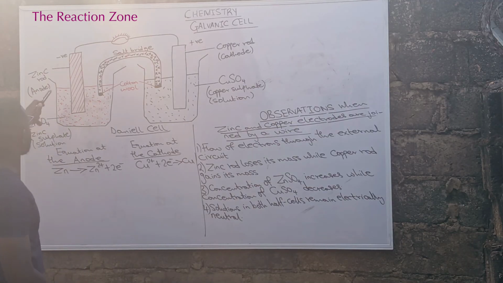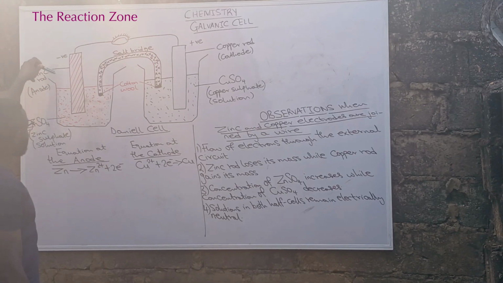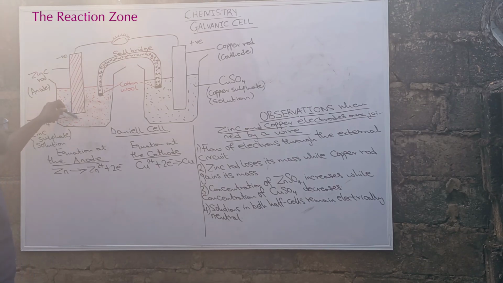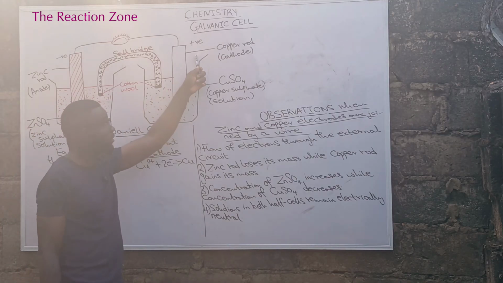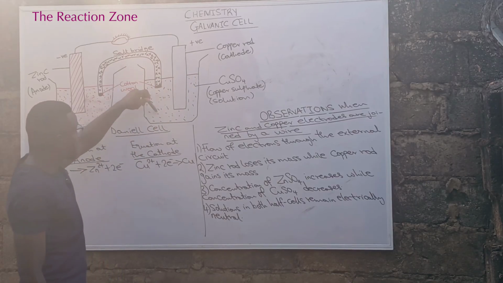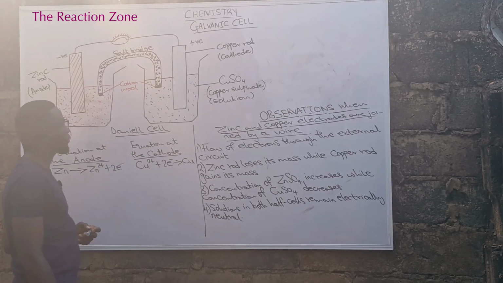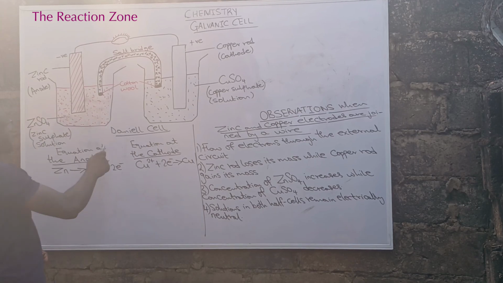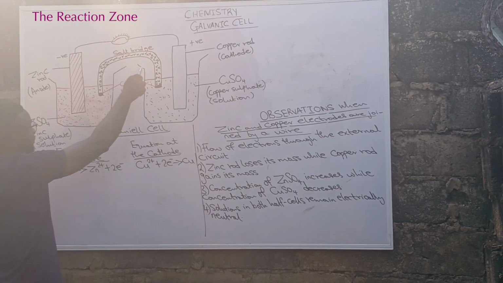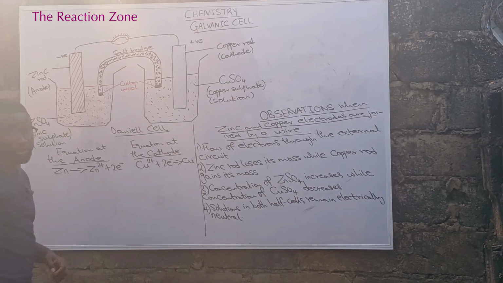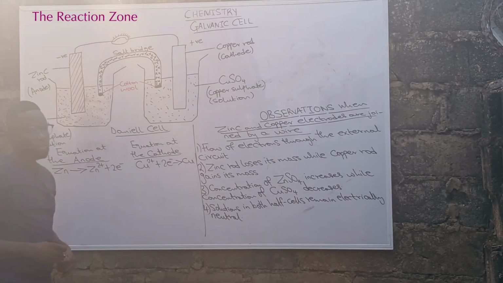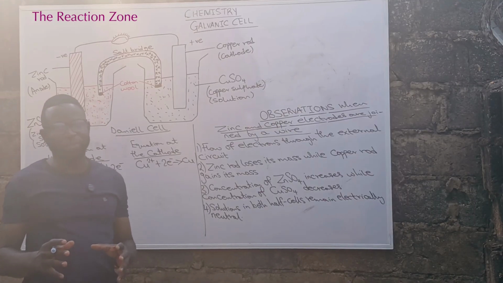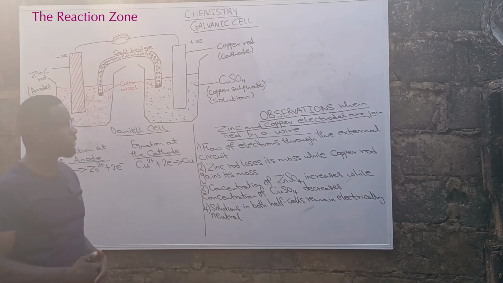It has a zinc rod or a zinc metal that is dipped into a zinc sulfate solution. It has a copper rod or a copper metal, which is this, that is dipped into a copper sulfate solution. And then it has a salt bridge, which is connecting the two solutions together, as well as a wire that is connecting the zinc rod to the copper rod. So these are the four major components in a Daniell cell.